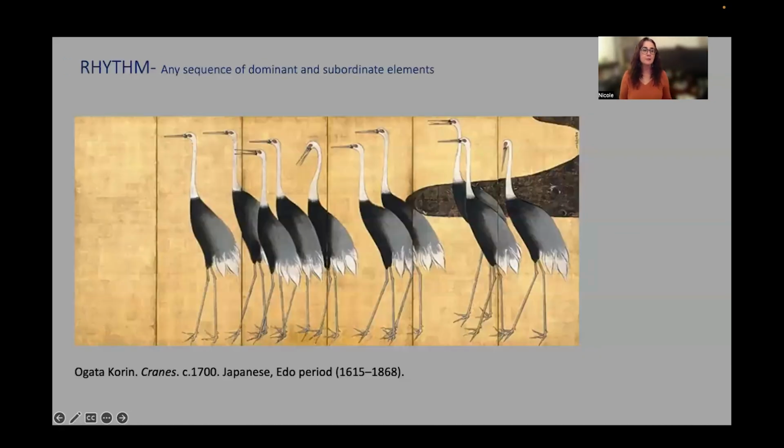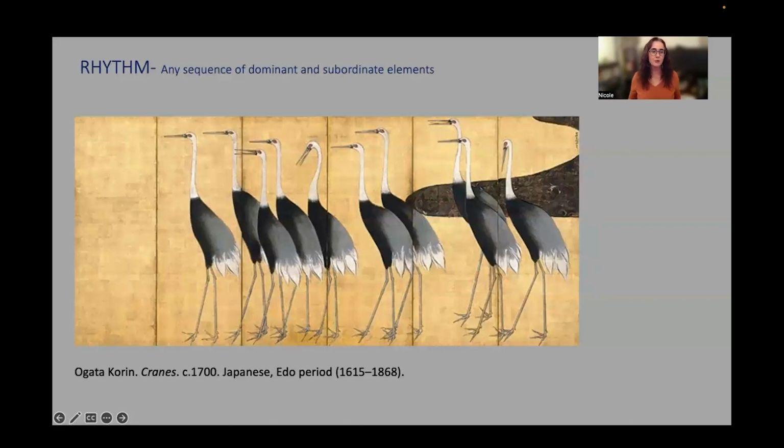Rhythm is any sequence of dominant and subordinate elements. So again, here I find it helpful to think about music and rhythm and the different beats and rhythms and how they're spaced in a piece of music. So rhythm refers to any sequence, right? But it depends on there being some dominance and some subordinates within that repetition.